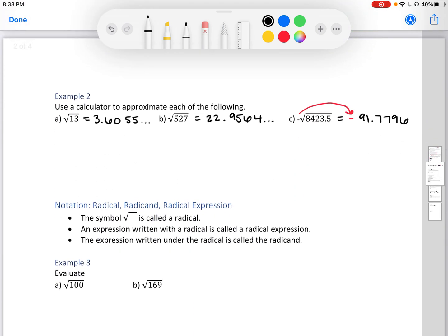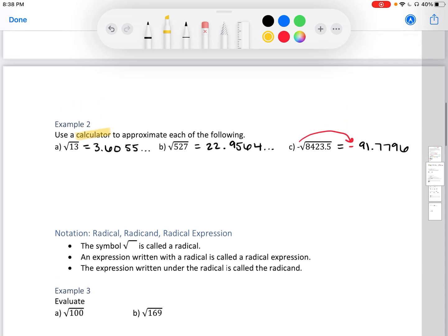Example 2. Use a calculator to approximate each of the following. So some numbers are not perfect squares, meaning there is no such case where I can multiply a number by itself and get a number. For example, 13. There is no number that I can multiply by itself and get 13. For such cases, we use our calculator. Now I have this problem here for you to go ahead and take a look at your calculator, and particularly look at the order in which you need to type in things. So the calculator I'm using makes me punch the square root button, and then I type in my numbers.